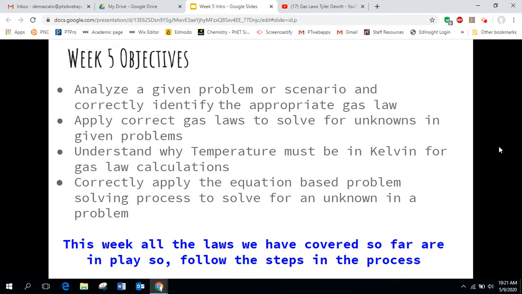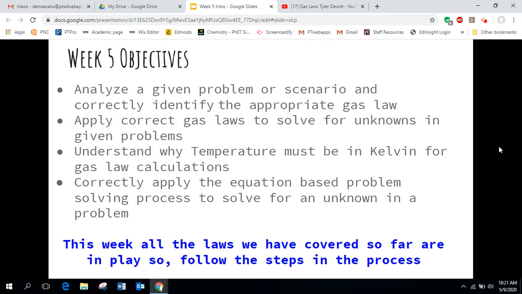I want you to understand why temperature has to be given in Kelvin for the gas law calculations, and then correctly apply the equation-based problem-solving process to solve for the unknowns, meaning write down your unknowns, use that to figure out what gas law, rearrange the equation, plug it in, solve, and that's the process you should be going through every time, keeping units and everything. This week, all the laws that we've covered so far are going to be in place.